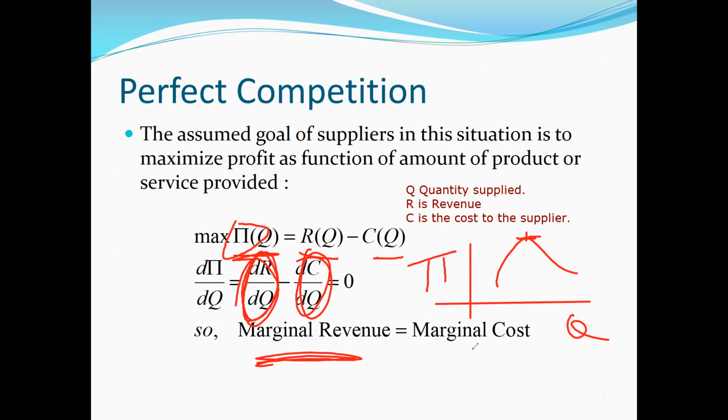Because the derivative of the profit function has to be 0 for me to maximize profit, that means my marginal revenue has to be equal to my marginal cost in the perfect competition environment to be able to maximize my profit. So this is an important condition for how firms will operate in perfect competition.